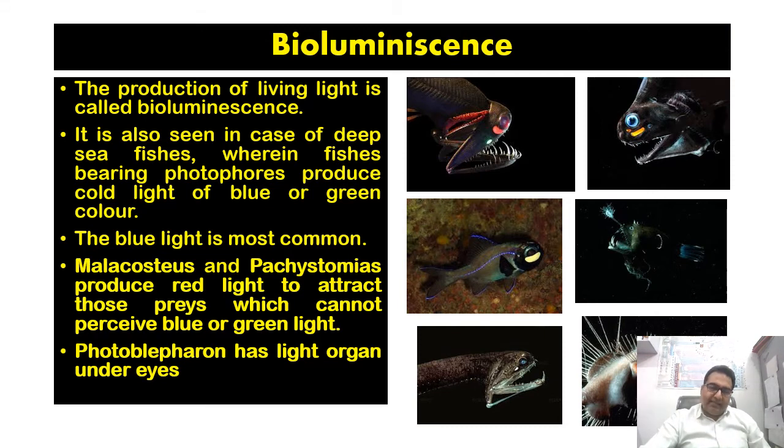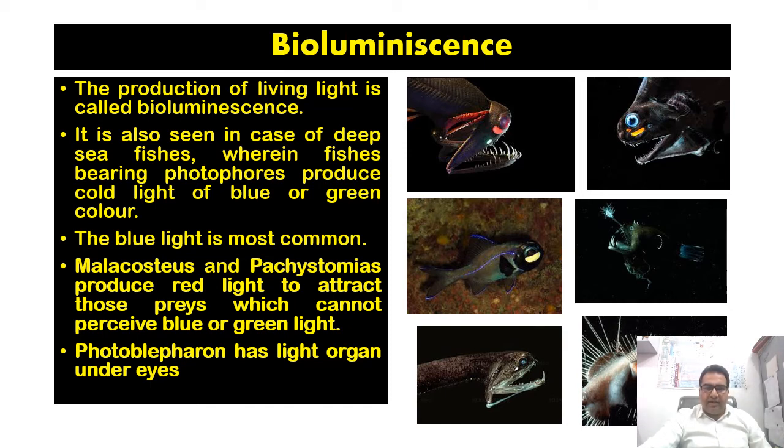Then bioluminescence. One of the important characteristic features of these fishes is bioluminescence. When light is emitted with the help of living organisms, we call such emission of light bioluminescence. It is seen in the case of deep sea fishes. Almost all the fishes you see on your screen are in darkness, and they are just emitting certain kinds of light.